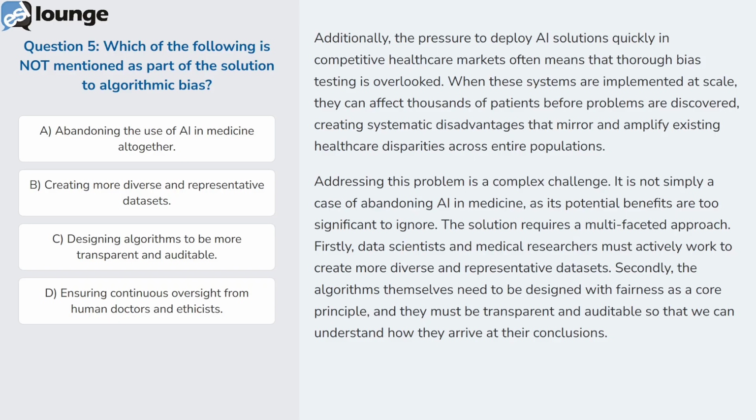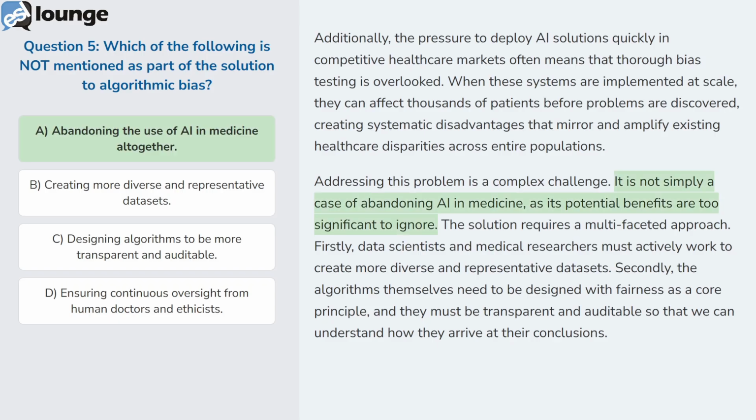Pause the video now to think about your answer. The correct answer is A. The text explicitly states that abandoning AI is not the solution, but then mentions creating diverse data, designing fair algorithms, and human oversight as necessary steps.